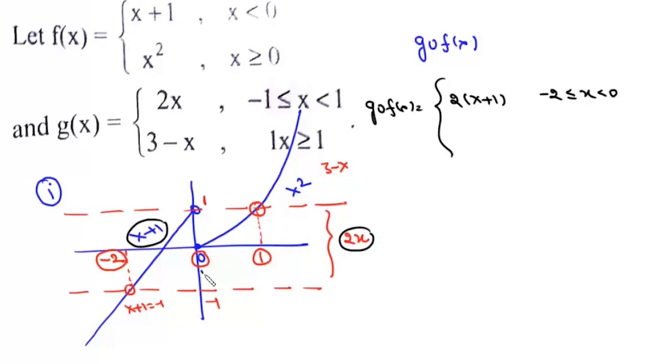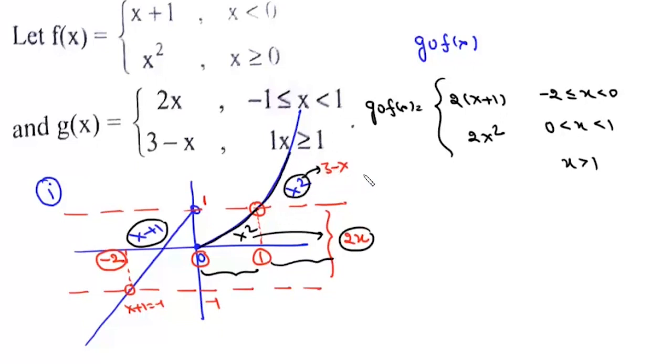Now we'll find the definition between 0 and 1. So when x lies between 0 and 1, here this definition is x square, and still between these two lines we'll go to this definition 2x. So it'll be 2x square. And finally, x greater than 1: in this we have x square, and now I'll go to this 3 minus x. So it'll be 3 minus x square. So that is the definition of g of f(x).